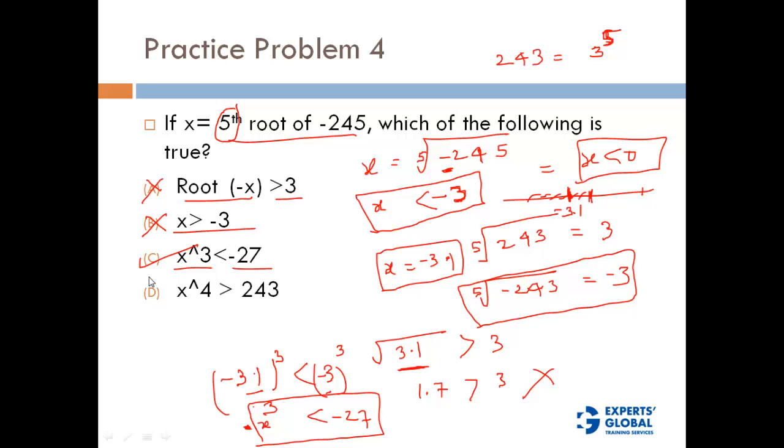Let's look at the fourth one for the sake of understanding. X raised to 4, that is going to be minus 3.1 raised to 4, something greater than 243. What is 243? 243 is 3 raised to 5. So what we are saying is 3.1 raised to 4 is greater than 3 raised to 5. This minus will get cancelled because we are talking of the fourth power, so this minus doesn't matter. Something slightly greater than 3, the fourth power of that is greater than the fifth power of 3. Now this is not going to be true. So this is also not true. So answer here is C.